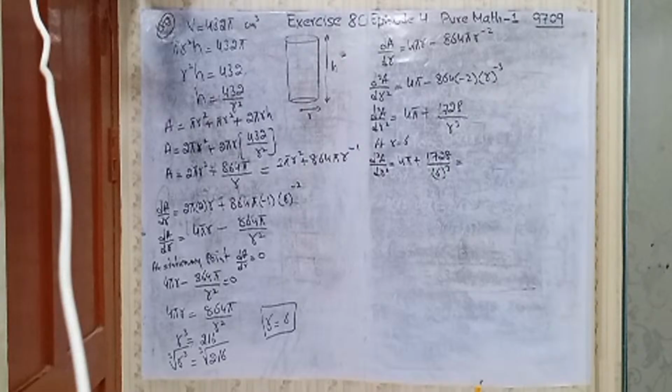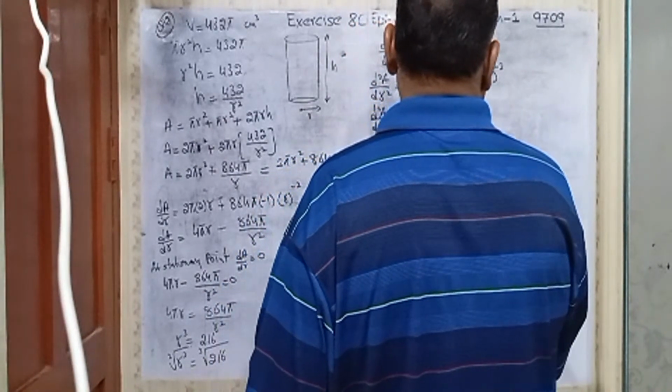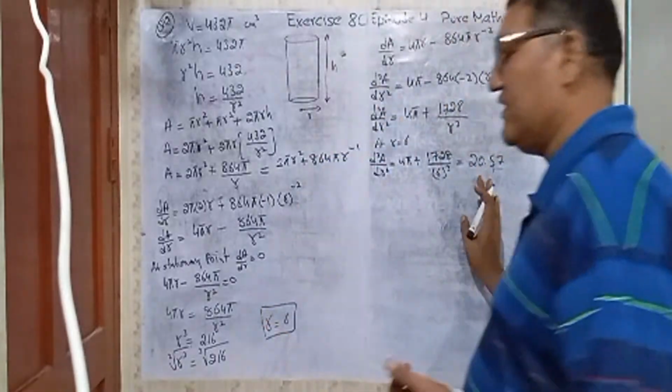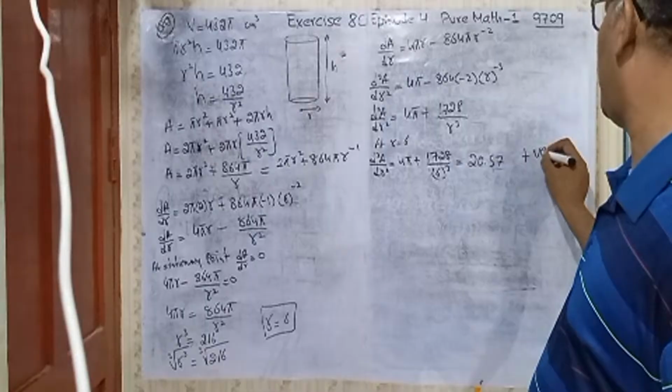So 4 multiply pi plus 1728 divided by 6 cubed. Okay, so the answer is 20.566, so about 20.57. We are not interested in this answer. The basic thing we are interested in is that this is positive.